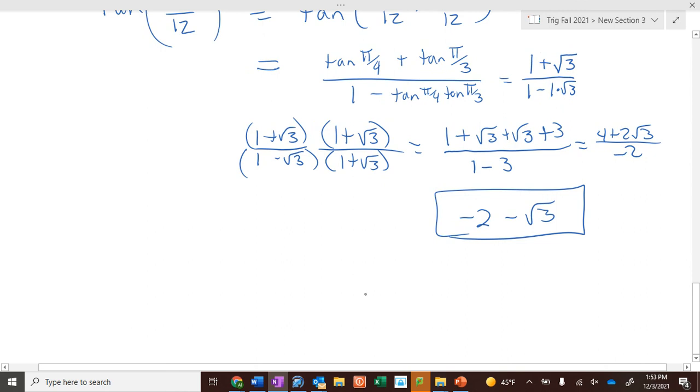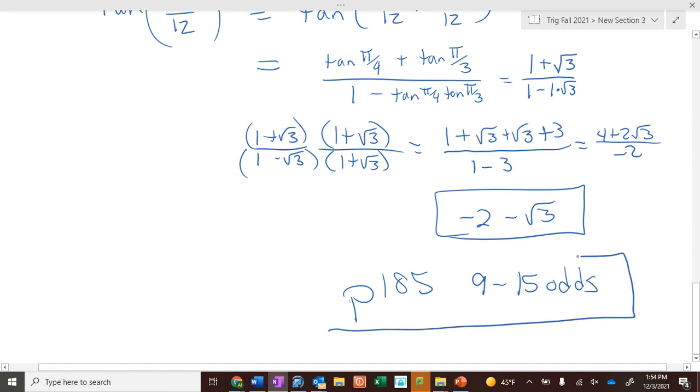Okay. Page 185. 9 through 15, the odds, which are only 4. Yes, 4 problems is it today. Just 4 problems.